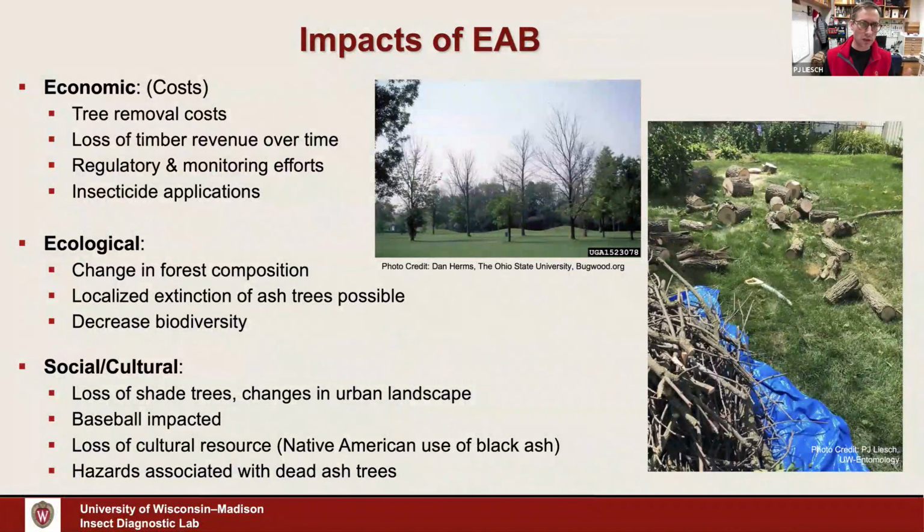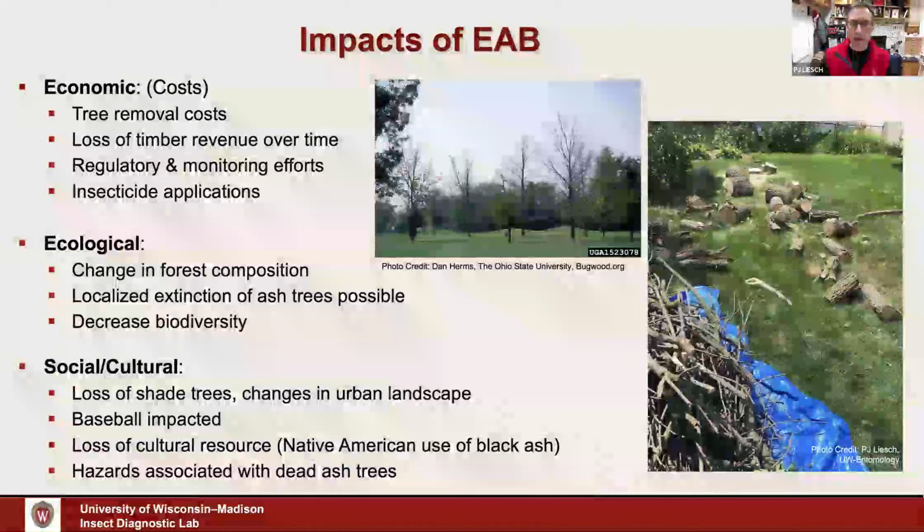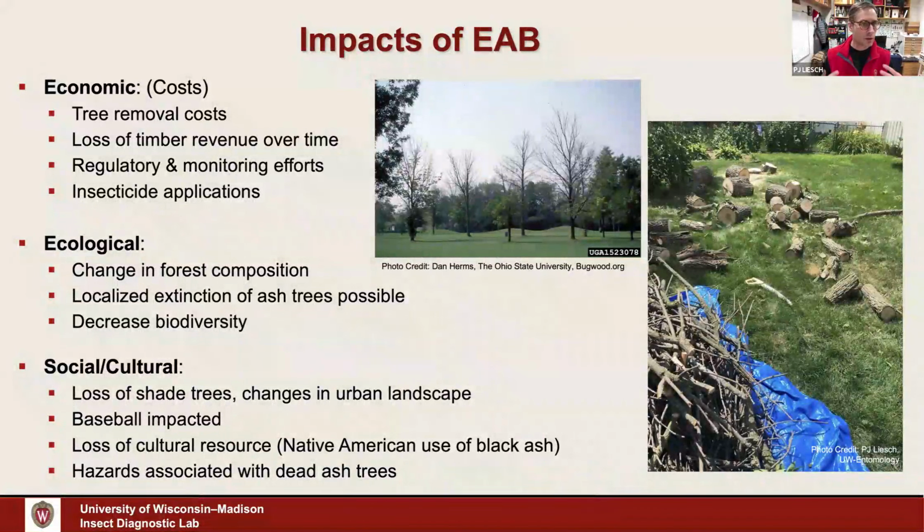First of all, if you've got a tree that died from EAB, you've got the cost of removing that. That could be as a homeowner, you have to pay a company to come take down your tree. That could be on a municipal scale. As an urban forester, you've got to juggle your budget, and all of a sudden, you've got all these ash trees that are dead and dying. That can take a lot of money and resources to be able to get those down while it's still relatively safe to do so. So there's a lot of costs associated with tree removal.